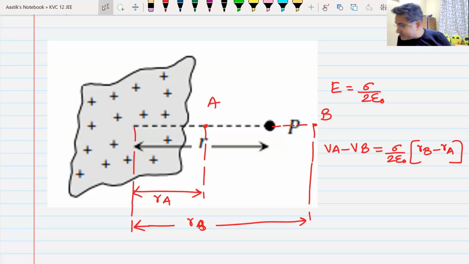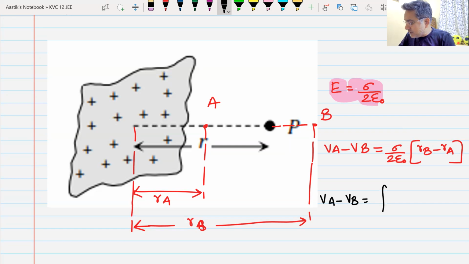Everyone could set up the integral. So how do I set up the integral? Electric field is already known to me, so I can straight away write VA minus VB will be integral of electric field, sigma by 2 epsilon naught, into small distance dx, E dot dx. Electric field and dx are in the same direction, so their dot product becomes 1.